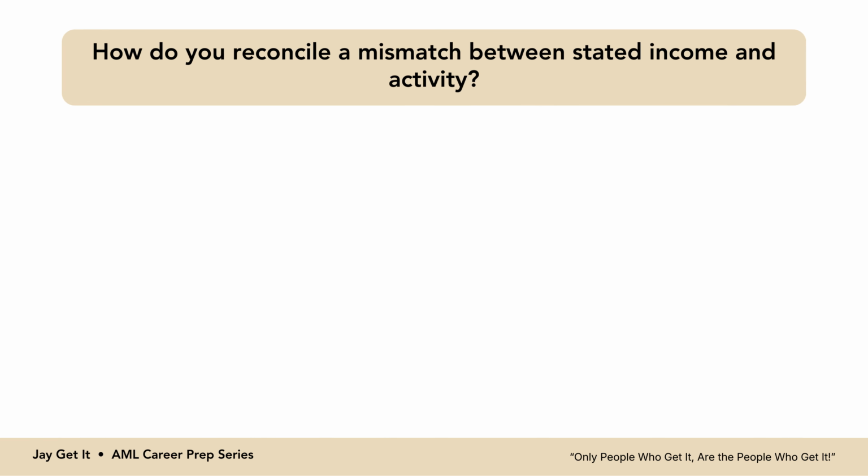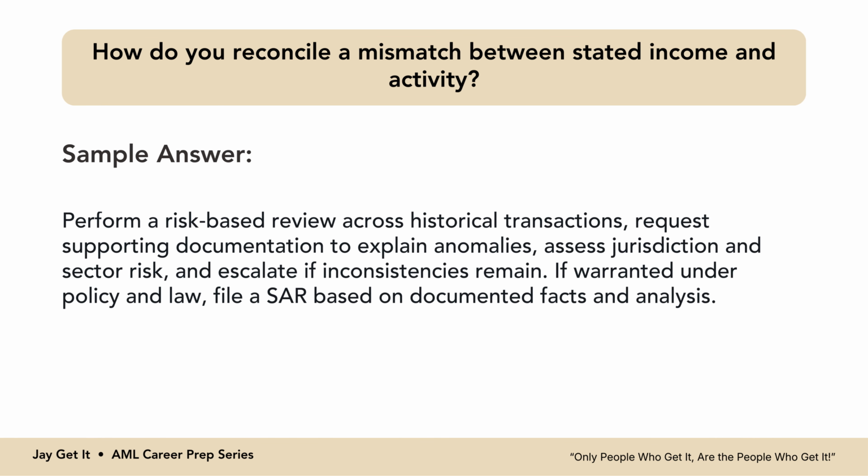Question number 17. How do you reconcile a mismatch between a customer's stated income and their activity? Sample answer. I perform a risk-based review across historical transactions, request supporting documents to explain anomalies, assess jurisdiction and sector risk, and escalate if inconsistencies remain. If warranted under policy and law, I will file a SAR based on the facts and narrative, not on suspicions alone.